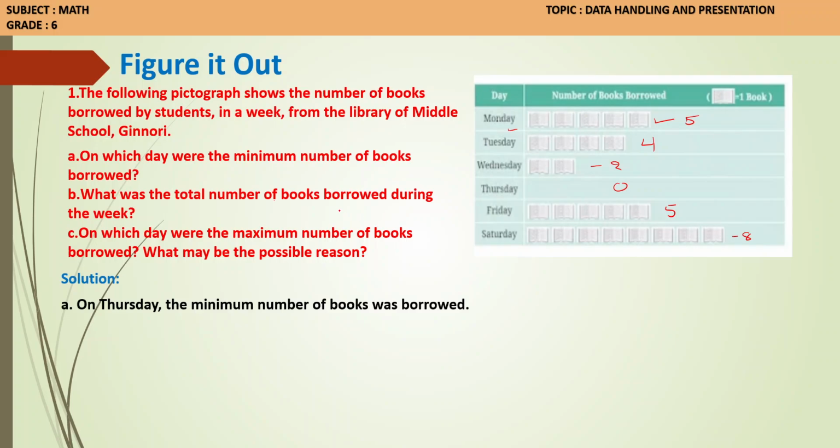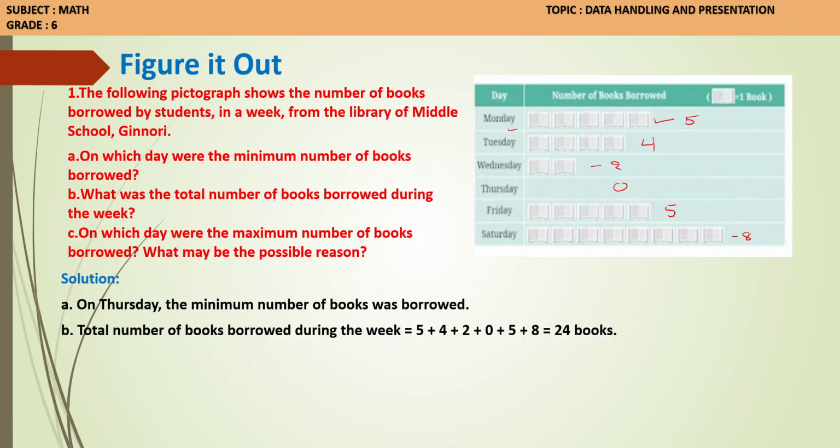Second question: what was the total number of books borrowed during the week? The total is Monday 5, Tuesday 4, 5 plus 4, Wednesday 2 plus 0 plus 5 plus 8. So the total is 24. The total number of books borrowed during the week is 24 books.